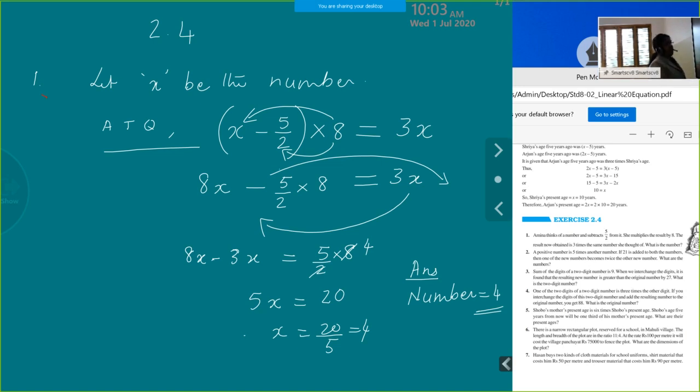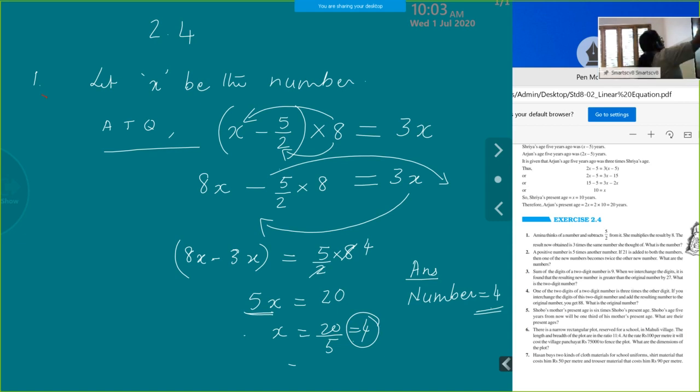And next step is collect the variables together to one side of the equal to and the constants to the other side of the equal to. So 8x minus 3x, that will give you the answer 5x. On the right side, minus 5 by 2 into 8 is taken to the other side. So 5 by 2 into 8, 2 and 8 cancel. We get the answer as 20. That is 5x is 20. So x is 20 by 5. That is answer is 4. So our answer is, the number Amina thought is 4. Okay.